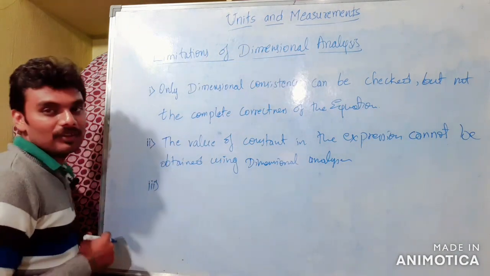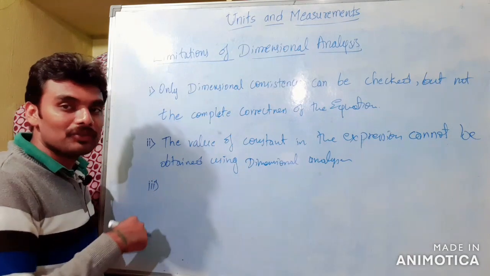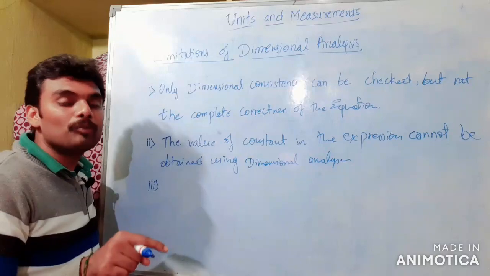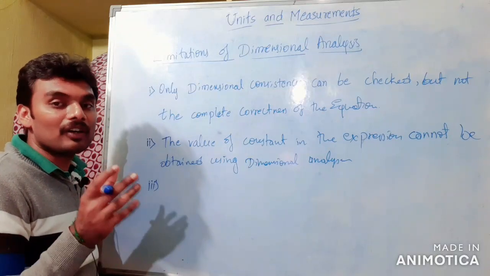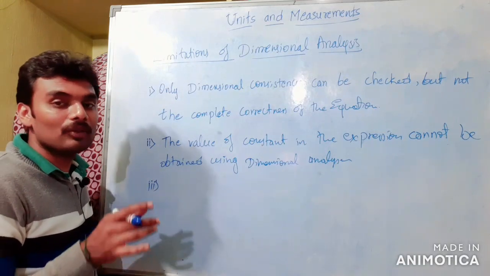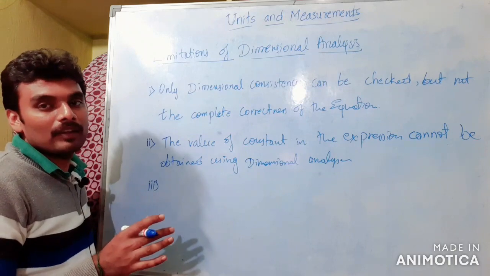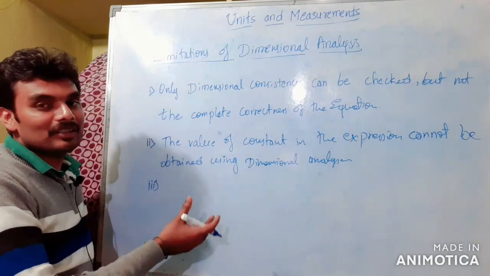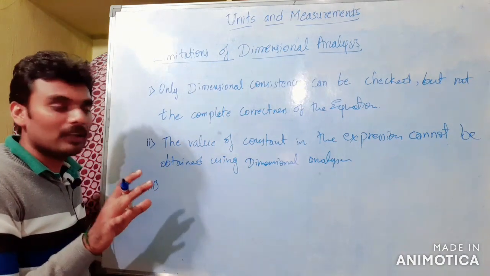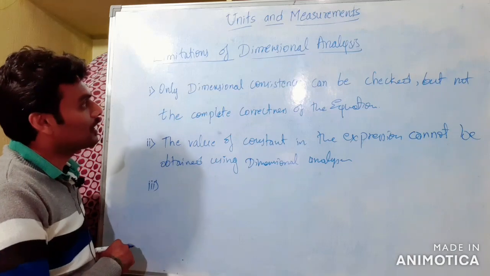So that is the second limitation. Okay, so this we can't do, isn't it? The value of 2 pi that we introduced in the last example, t is equal to 2 pi root of L by G, cannot be obtained using dimensional analysis. I've told you it can only be done using practical situation or practical experiments. But using dimensional analysis, we can go till t is proportional to root of L by G. That's it. So that's the second limitation of dimensional analysis.